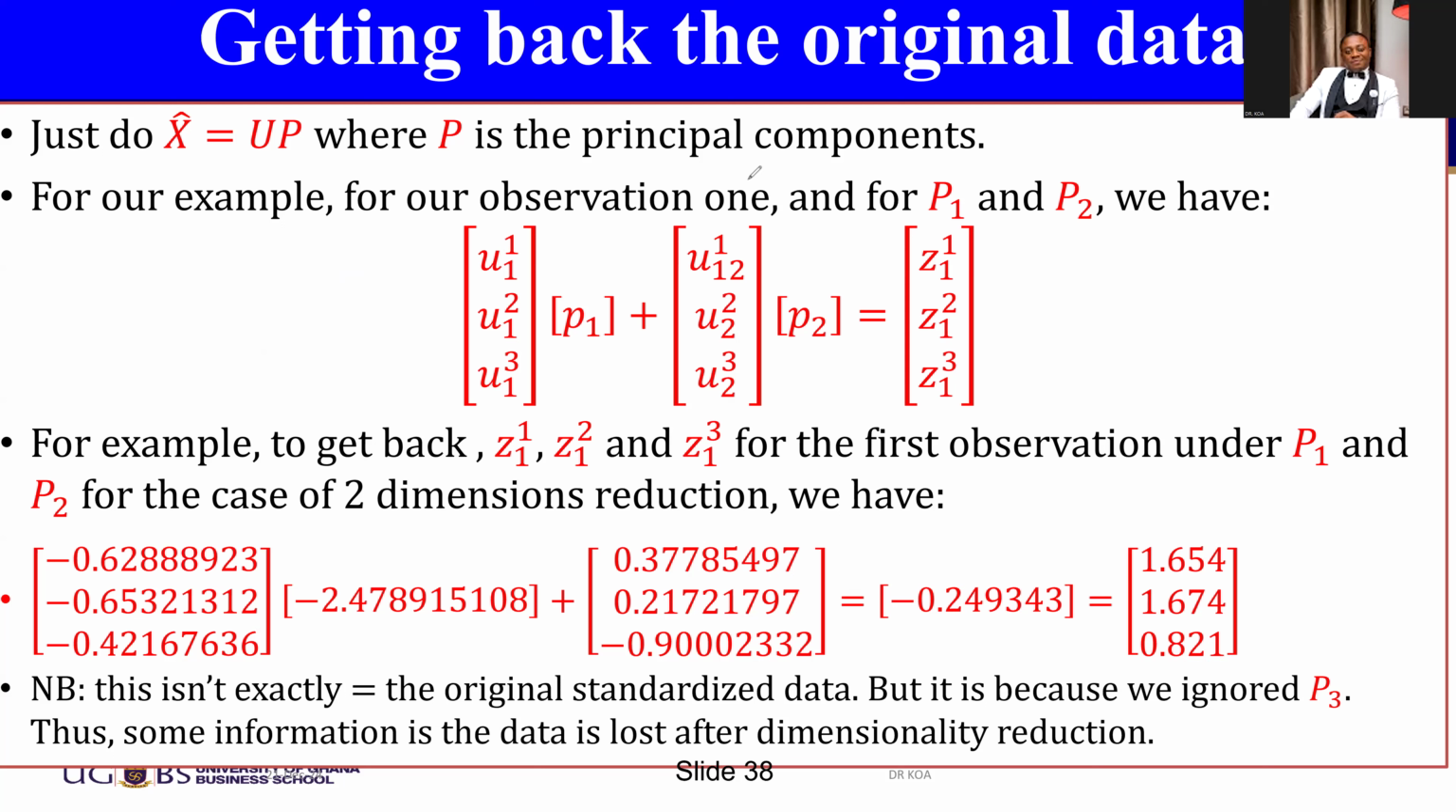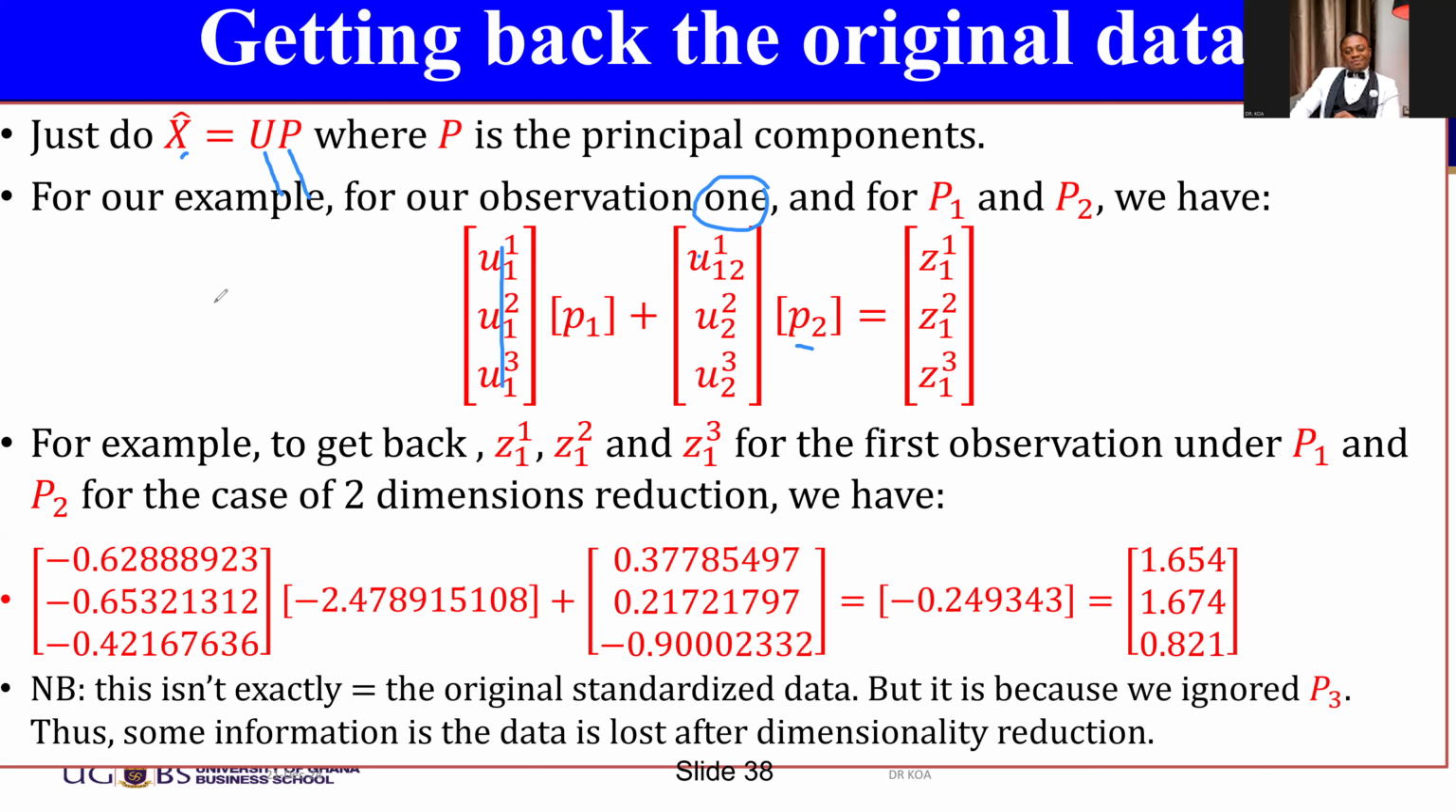So for our observation 1, if you want to get principal component 1 and principal component 2, we can use this. If you want to get a Z value, of course, this X is like a Z, like I told you. If you want to get it back, you take each of the weights here, multiply by the principal component. Then the other one, you take the weight again, multiply by the second principal component, and that will give you the original Z value.